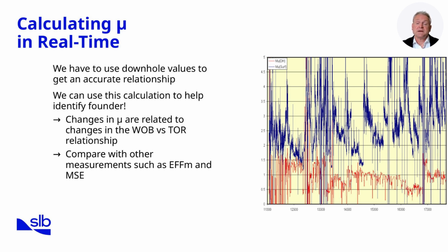This calculation becomes even more powerful when we compare mu with other measurements, such as mechanical specific energy, or MSE, and mechanical efficiency. Together, these metrics provide a complete picture of how efficiently the bit is cutting rock. The log shows mu calculated from the surface in blue and mu calculated downhole in red. What it shows is the loss of energy along the string. The divergence is indicating wear, and the downhole calculated measurement is declining. Now that we've introduced real-time mu, let's move to drill-off testing, which is one of the most practical methods for optimizing parameters.